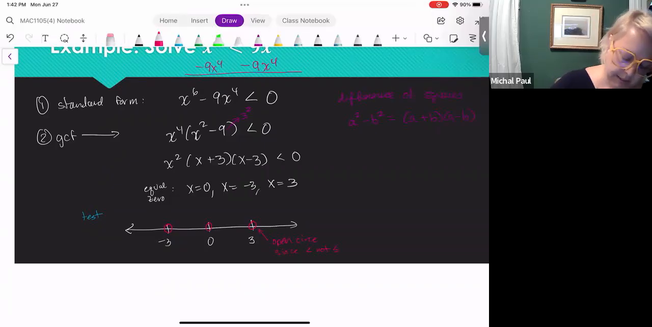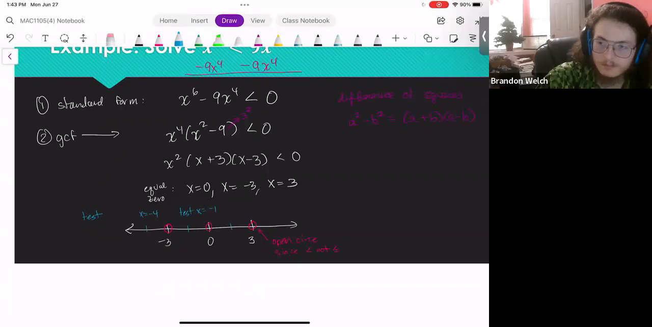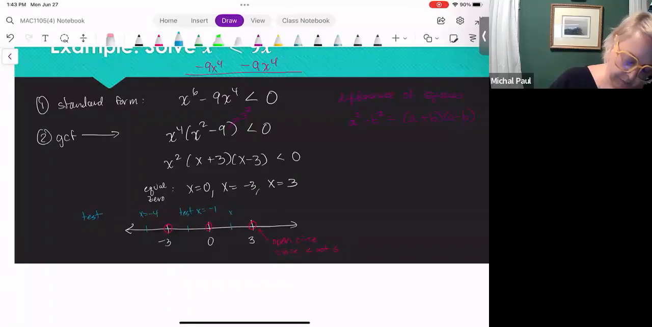All right, and I'm just going to test points. I'm going to pick a point that's smaller than -4. I'll pick one that's between -3 and 0, like -1. I'll pick one that's greater than 0, but less than 3. And then I'll pick one that has x greater than 3, like x equals 4.